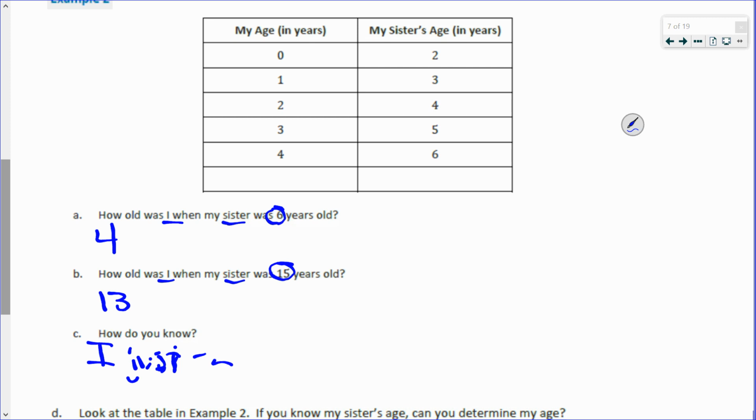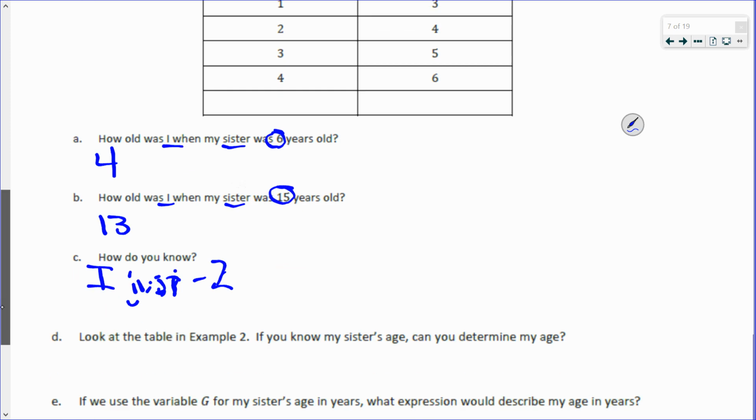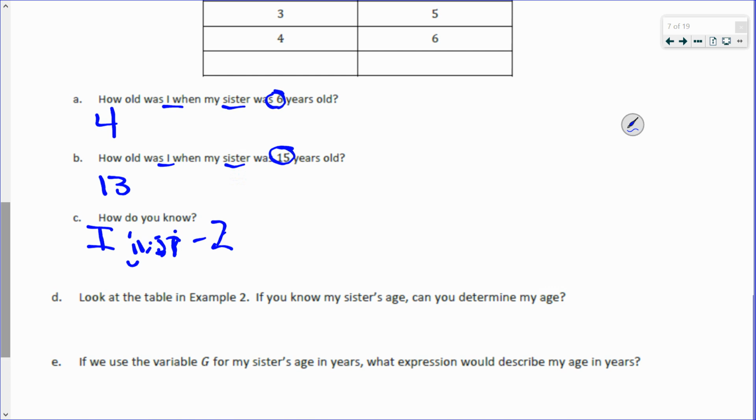And I'm going to just shorthand that. My board's not cooperating. Minus 2. That word is just, although it's hard to see. So, looking at table 2, if I know my sister's age, can you determine my age?